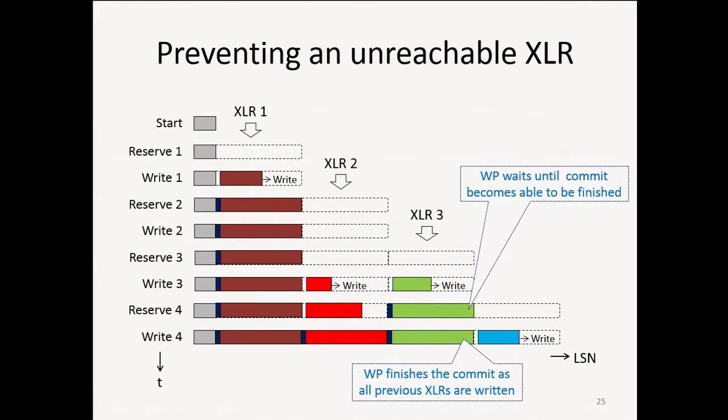And this slide shows how to prevent unreachable XLog records. This prototype prevents the unreachable XLog record problem in the most strict way. That is, when the worker process finishes writing XLog records of commit, it confirms whether all the previous XLog records are written or not. If those write operations are not finished, the worker process waits until they are finished. So the worker process that carries transaction 3 waits until previous XLog record writes are finished.